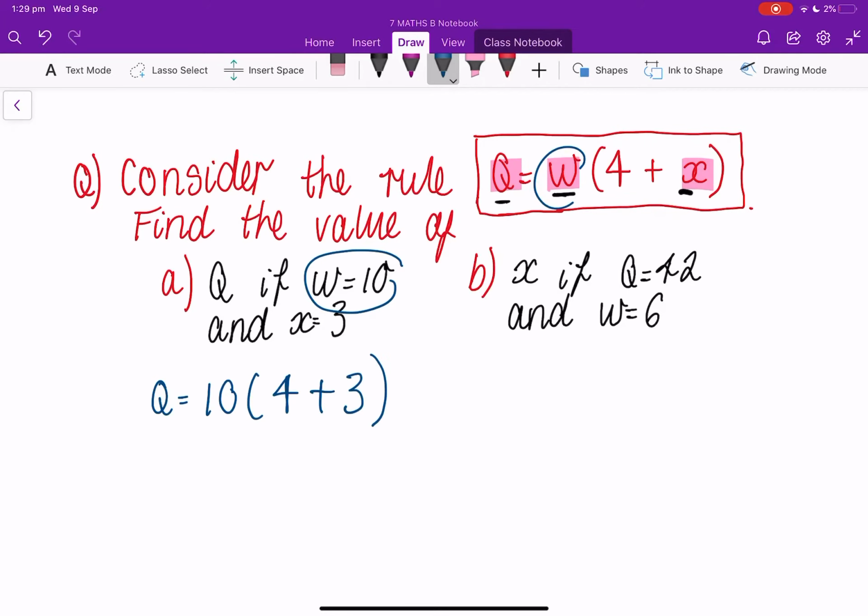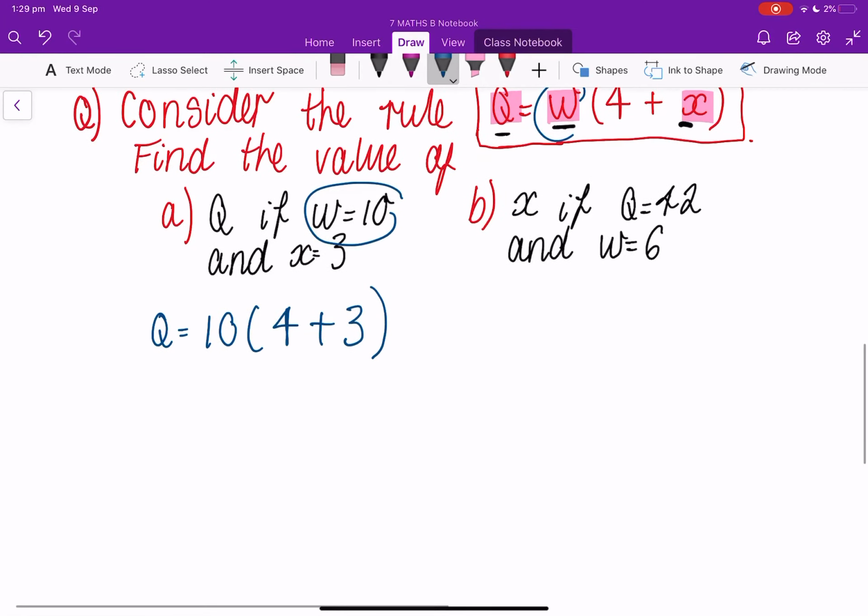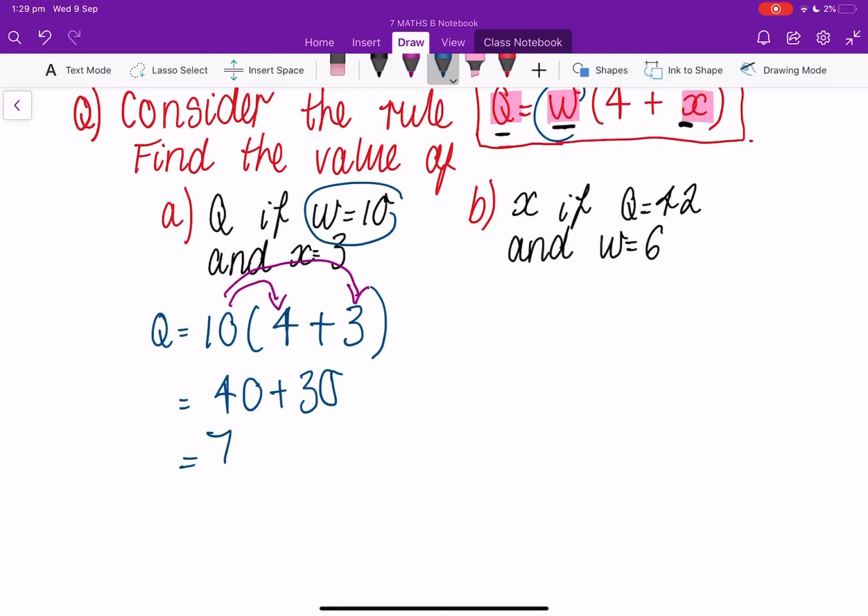Now, when we are dealing with brackets, and we did this yesterday, you firstly need to use the distributive law to expand the brackets. And you do that by multiplying 10 by 4 and 10 by 3. And this expands our brackets. So q is going to be equal to 10 times 4, which is 40, plus 10 times 3, which is 30. Now, 40 plus 30 is 70. And there you go.